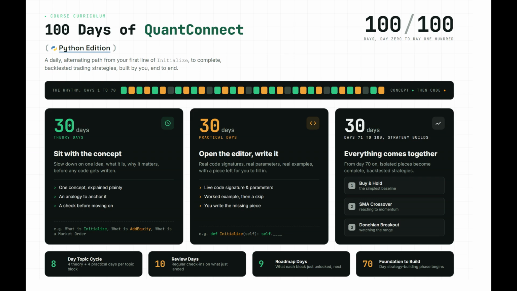So that's the shape of these 100 days. Theory and practice, woven together so you never get bored. Steady progress, checked along the way, with regular moments to look back and see how far you've come. And a real payoff at the end, 30 days of strategy building, where everything you learned finally comes together into algorithms you wrote yourself, end to end. I'm excited for you to get started.